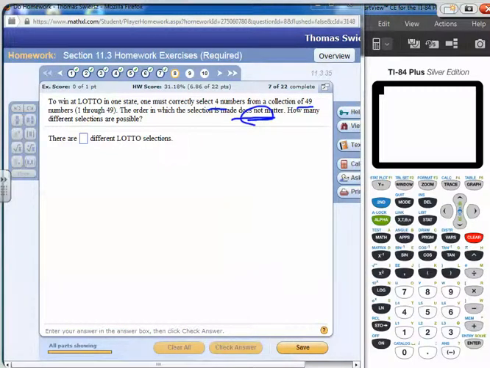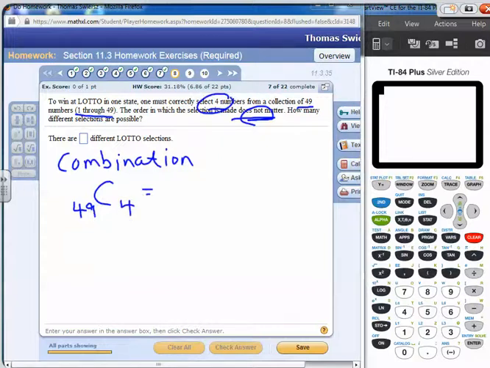Since order does not matter, it is a combination. The total number we're working with is 49, and the number we're going to select is 4, so 49C4. If you follow the formula for combination, you do 49 factorial divided by 49 minus 4 factorial times 4 factorial. Again, you've got your keys on your calculator, which I'll show in a minute.